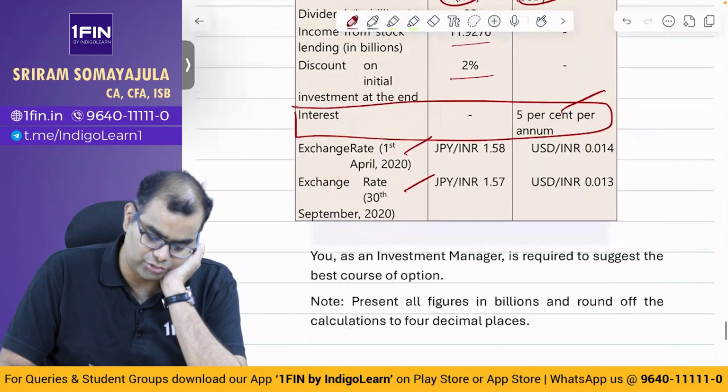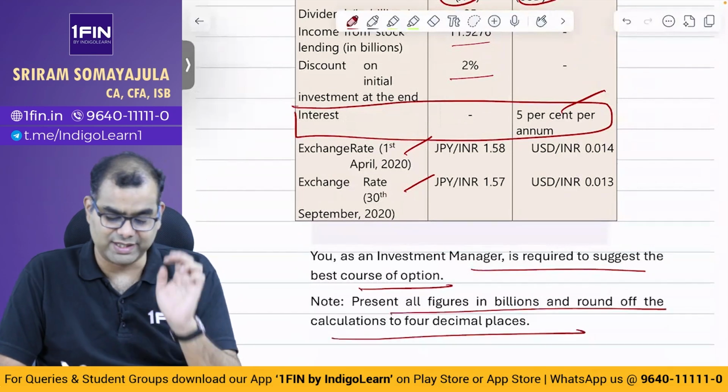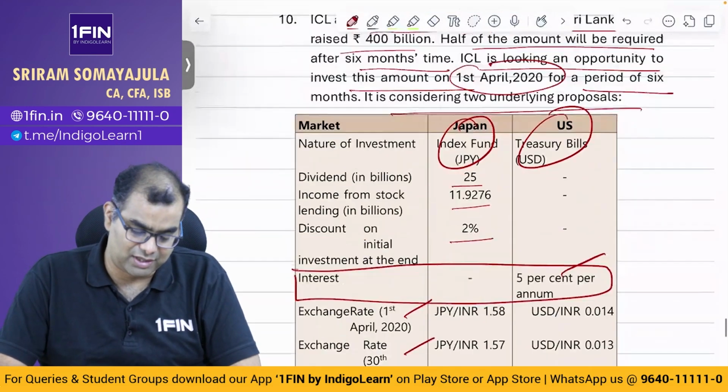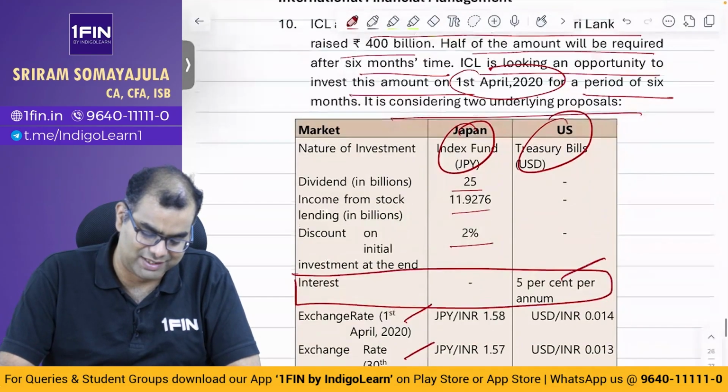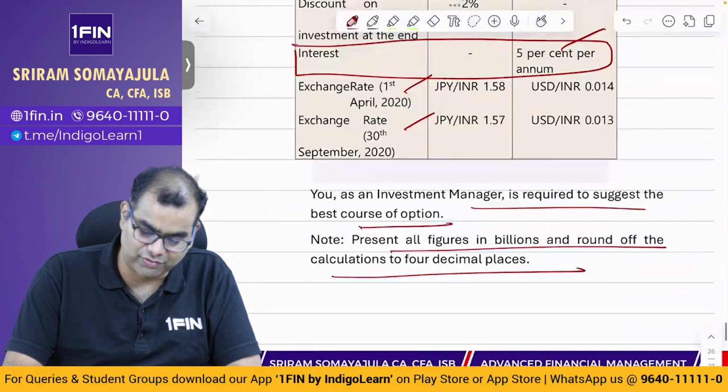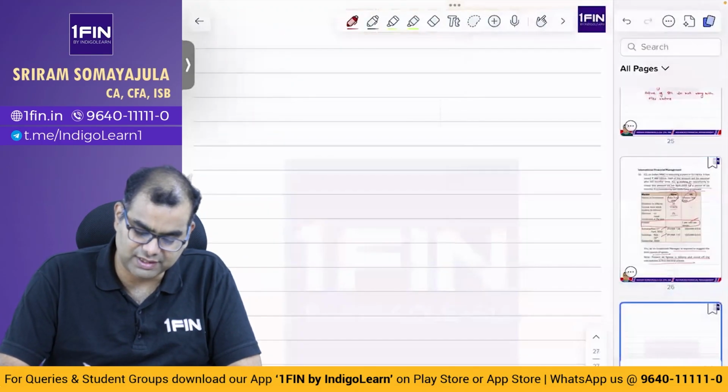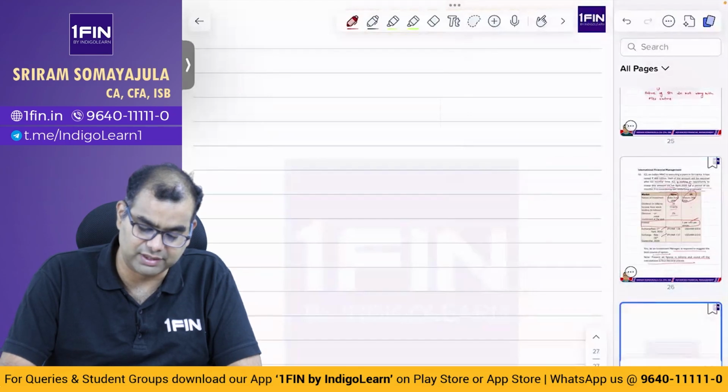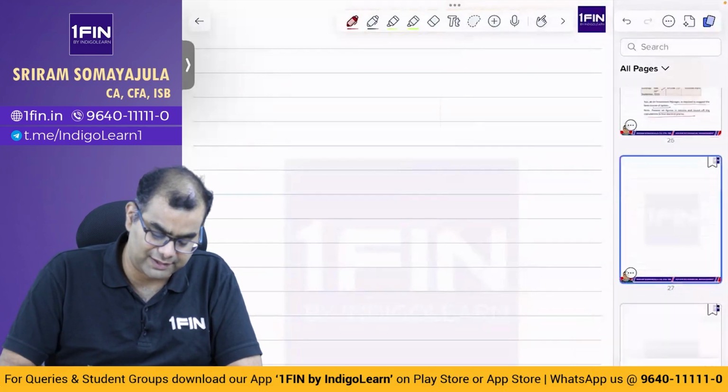Now what? You, as an investment manager, are required to suggest the best course. Present all figures in billion. Round off calculations to 4 decimal places. Billion. Horrible billion nonsense here. I hate this billion nonsense. Anyway, let's move forward. I'm most comfortable with lakhs and crores. Million, billion is a nuisance and nightmare. Okay, you have to be very careful. Let us look at this.